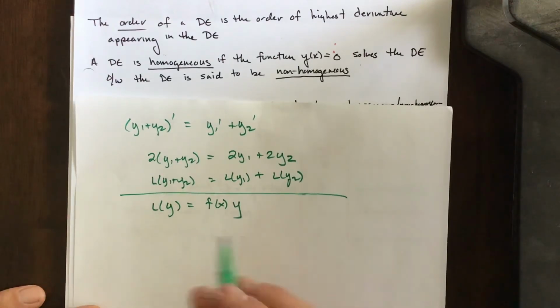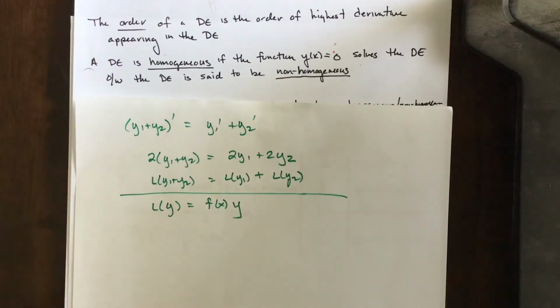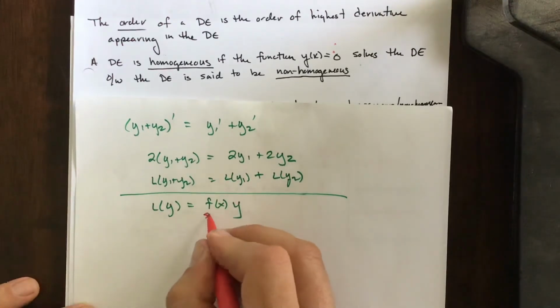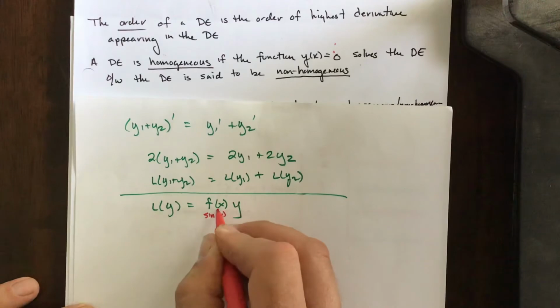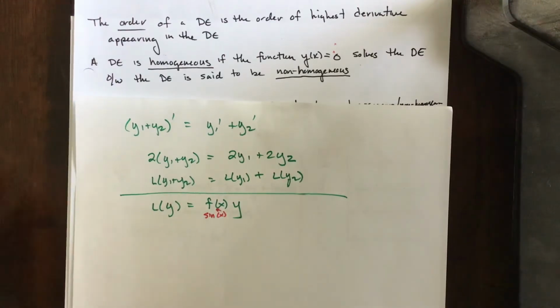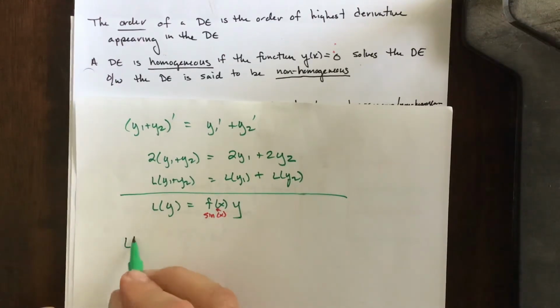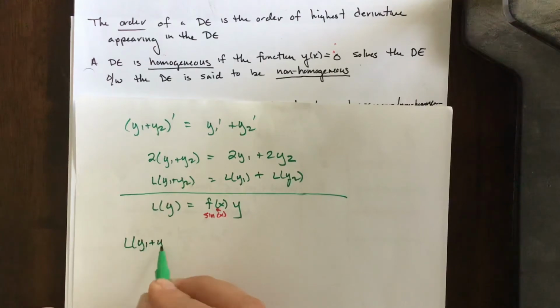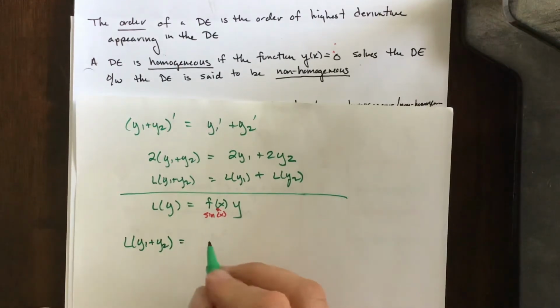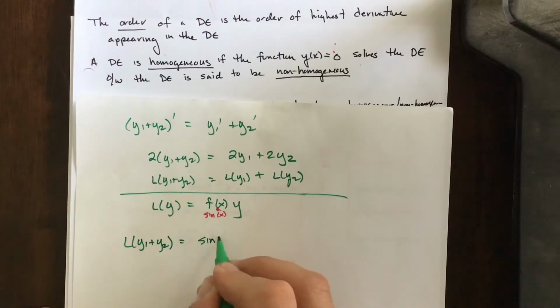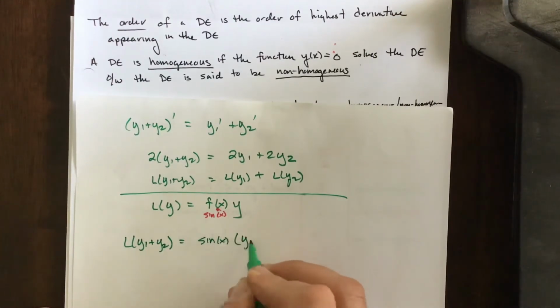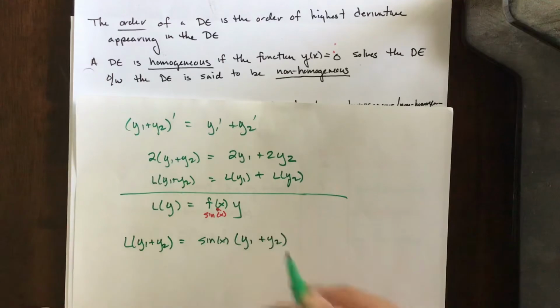Okay, so pick your favorite function of x. Right now I'll say it's the sine of x. That's acting as f of x. So what is L of y1 plus y2? That's equal to the sine of x times y1 plus y2.